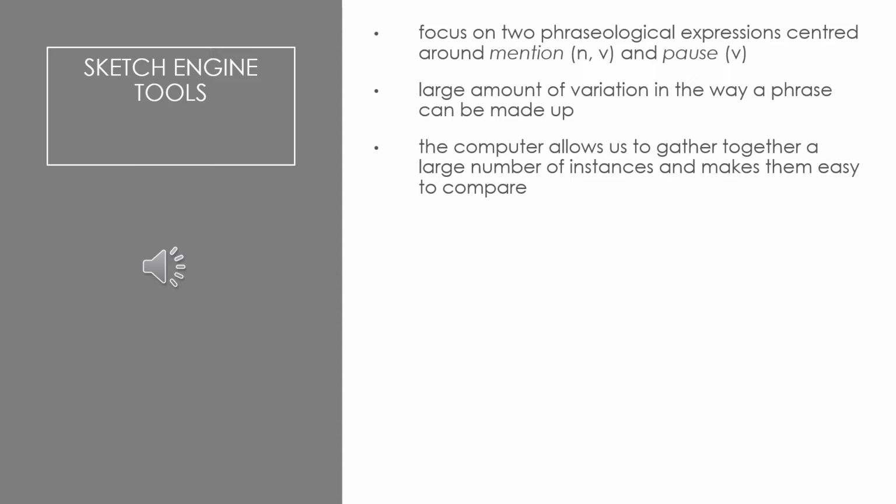What the computer does is allow us to gather together a lot of instances, and it makes them easy to compare and see just what repetition and regularity there is. To get a close-up look at how these words function in these different environments, we'll be using the word sketch and concordancing functions. And oddly enough, we're also going to rely on our good old close reading skills to find out more.